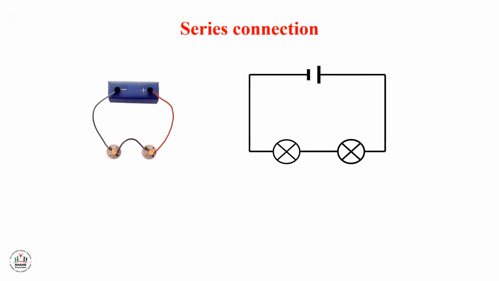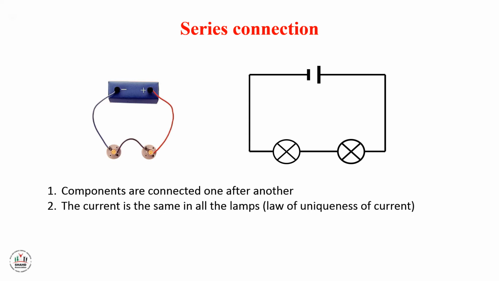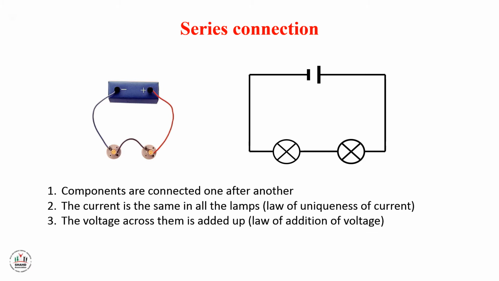We will start with the series connection. As we said, in the series connection, components are connected one after another, as you can see in the two pictures. The current is the same in all the lamps, and this is defined by the law of uniqueness of current in the series connection. Also, the voltage across them is added up, and this is also defined by the law of addition of voltage in the series connection.